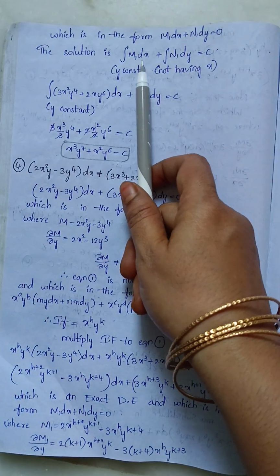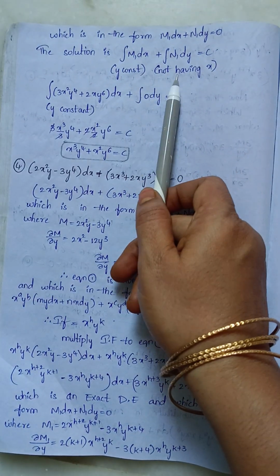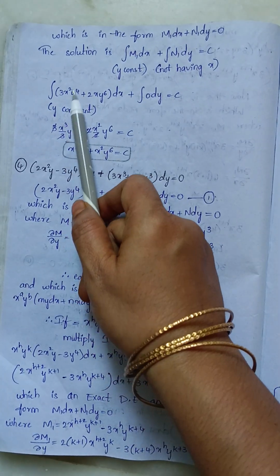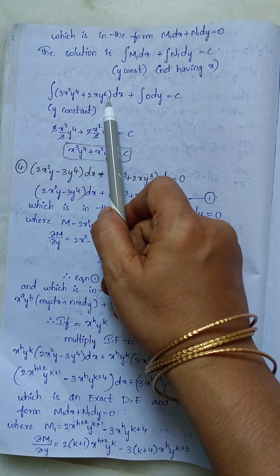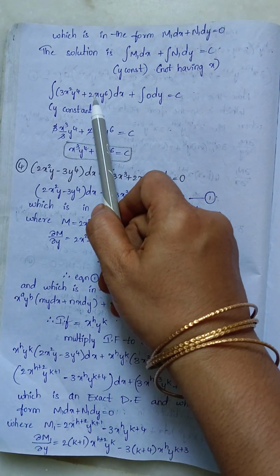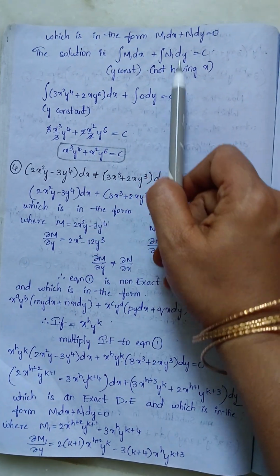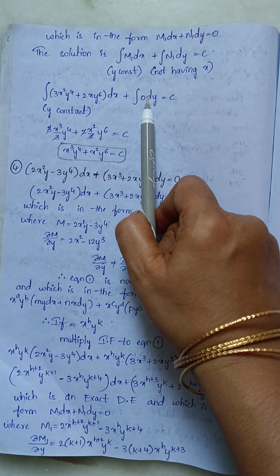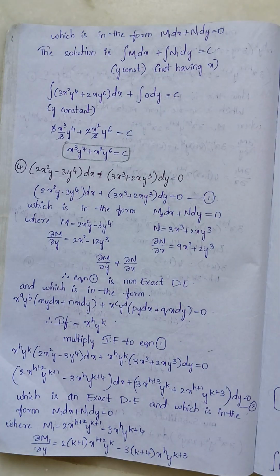So integrate M1 dx plus N1 dy, where the conditions: here y constant, so 3 y power 4 constant, x square integration is x cube by 3. Here also 2 y power 6 constant, x square by 2. Here there are no terms without x, that's why we are taking 0 here into dy. So this will be the required solution.